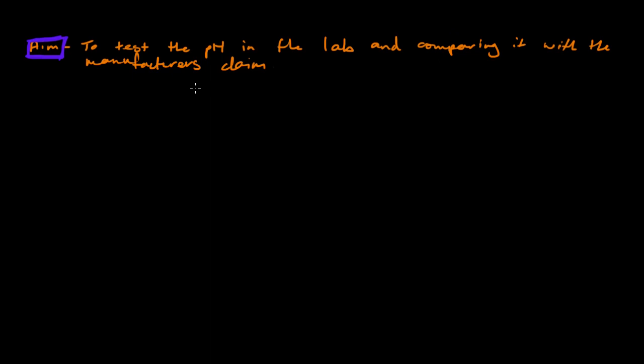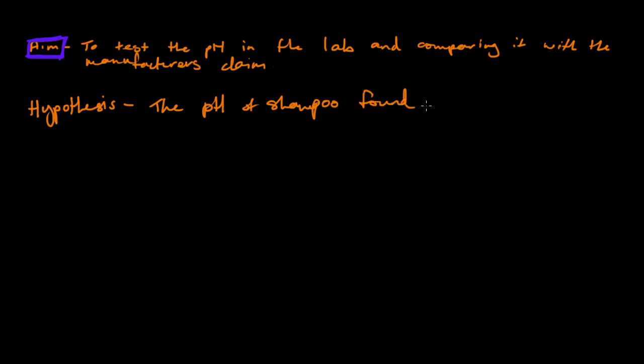So for this example, I've basically just said I'm going to use Dove shampoo and whatnot, but I'll include that in my equipment. Even in the prac report, if it's not needed, you can just include it anyway if you want to. So the hypothesis. In the hypothesis, I'm going to say something like this: the pH of shampoo found in the lab will be similar to the manufacturer's claim. Because let's face it, most companies which actually display the pH of their shampoo are pretty truthful.